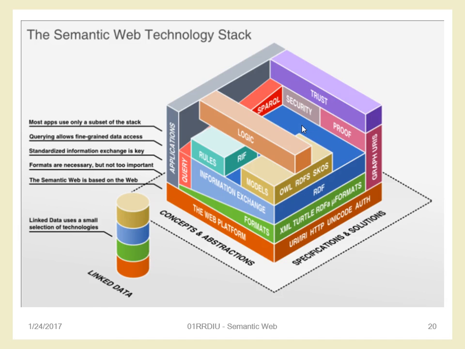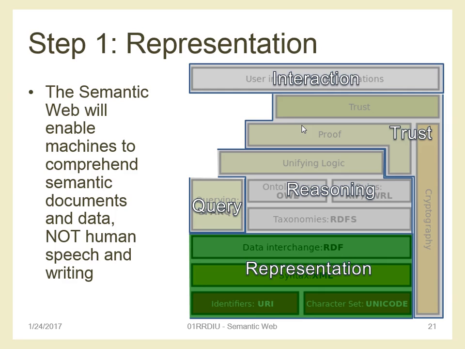So, the first step that I would like to do today is talking a little bit more about the first step, that is representation of the knowledge. The Semantic Web enables machines to comprehend semantic documents and data. This is the basis, but it does not intend to do any comprehension of natural language, so not human speech, not human writing. So natural language processing is somewhere else, it is too complex.